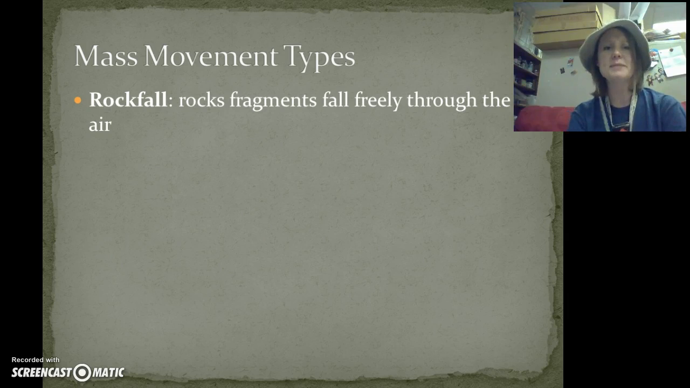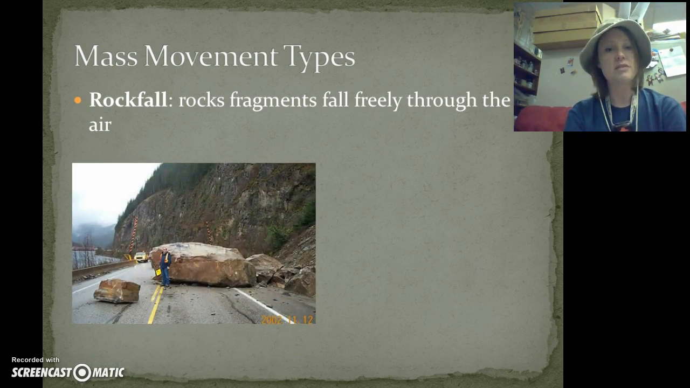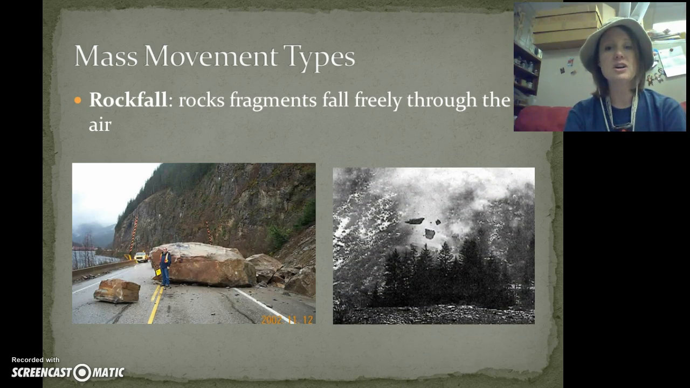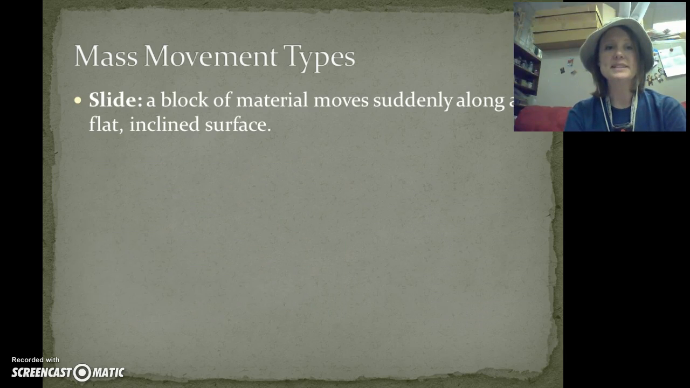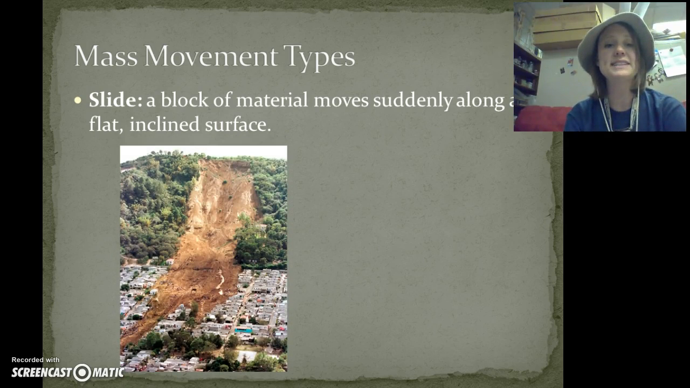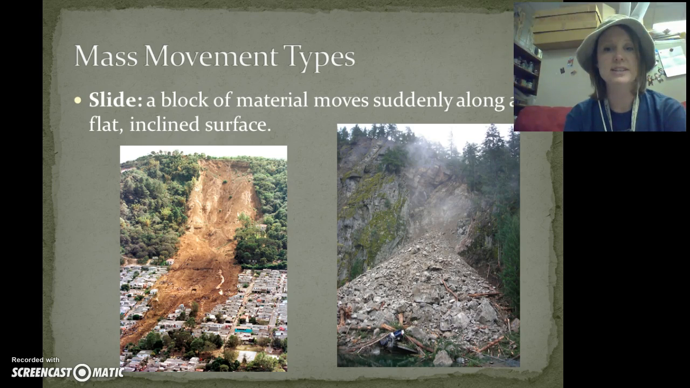Alright, so the different types. If you just have rock fragments falling through the air, that is called a rockfall. It can be large or they can be small, but they tend to build up at the base of a hill. If you have a whole block of material along a flat surface, that's called a slide. So here you can see material that just slid straight down the hill. Here's another example.